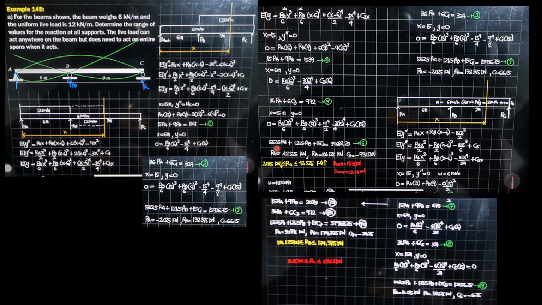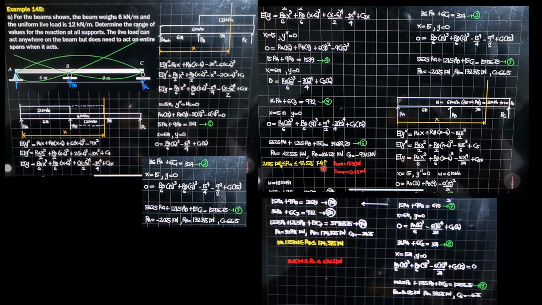Then simplifying, 562.5 RA plus 121.5 RB plus 15 C sub 3 equals 34,688.25. Equation 6. Solving equations 4, 5, and 6 simultaneously, we get RA 42.525 kilonewtons, which corresponds to RA max. So therefore, we now establish the force envelope for reaction at A: 2.025 kilonewtons downward, less than or equal to RA, less than or equal to 42.525 kilonewtons upward for maximum.